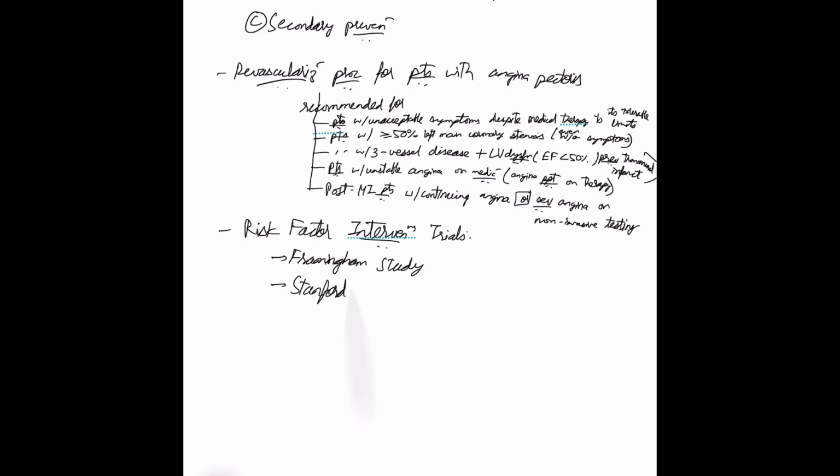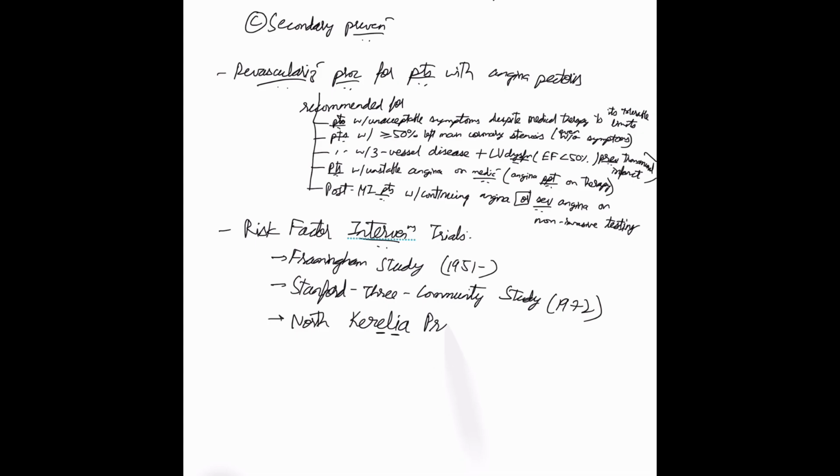So the various risk factor intervention trials that are listed below would be very helpful to remember some of these for the competitive exams, like Framingham study of 1951, Stanford 3 community study in 1972, the North Karelia project in 1972, Mr. Fit, Oslo Diet and Smoking Intervention Study 1973, and the Lipid Research Clinic study, and of course other secondary prevention trials.